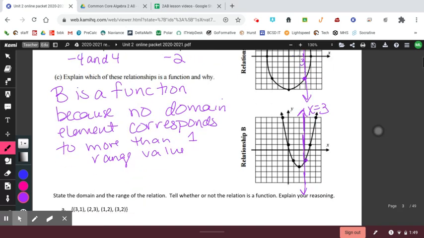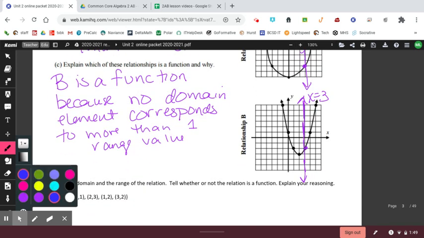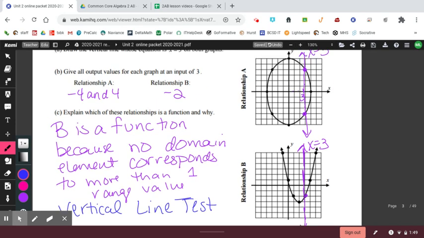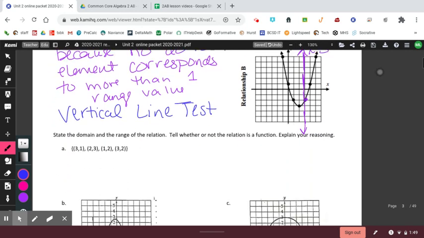And if you remember from Algebra 1, this is called the vertical line test. Now, one vertical line alone is not enough to test if it's a function. But the vertical line test is if you drew in vertical lines, if any vertical line intersects your graph more than once, it is not a function.